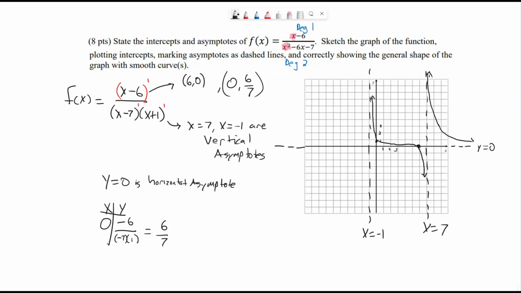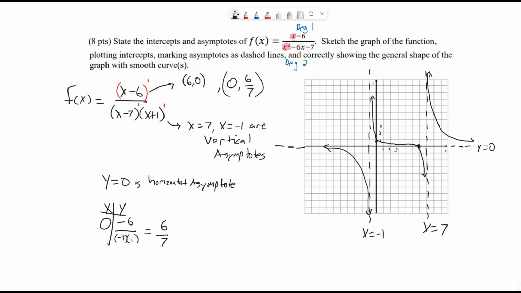Equivalently, our x equals -1, that factor is multiplicity 1. So on the right side of it, it's positive. On the left side, it'll be negative. So if you understand the multiplicity, you can actually sketch this more.